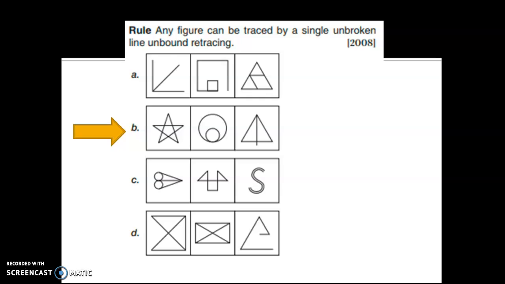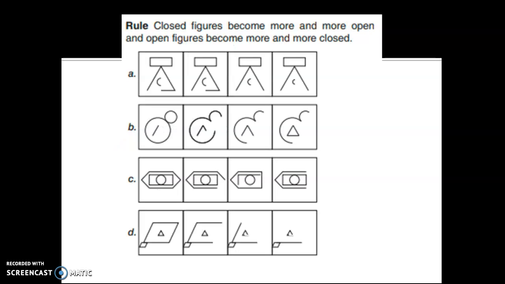Let's move on to the third question for this video. You should pause the video. I'm not going to repeat it again, but I think you should pause the video, solve it yourself, and then listen to the solution. The third question is: closed figures become more and more open and open figures become more and more closed. We have seen this, so now you try to solve it.